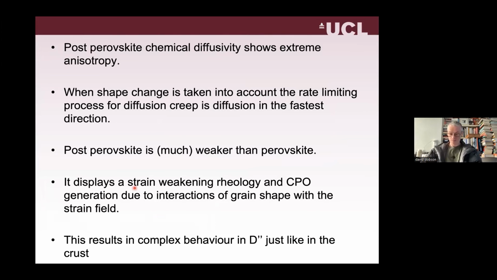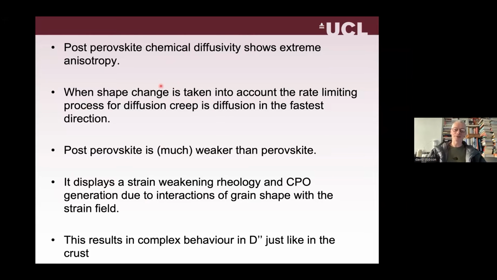So, what do we end up with? We find that post-perovskite chemical diffusivity does have extreme anisotropy. And in fact, there's anisotropy for other physical properties as well. The thermal diffusivity has about 1 order of magnitude of anisotropy in it. It is a remarkable material, post-perovskite, and we could talk about that some other time, maybe.